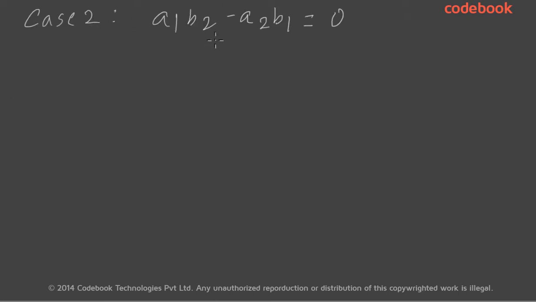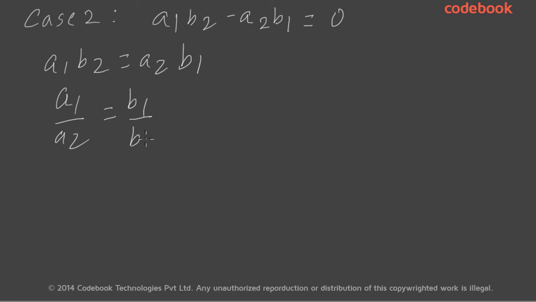The second case is A1 B2 minus A2 B1 is equal to 0, which means the denominator is 0. So A1 B2 is equal to A2 B1. Again, bringing the B terms onto one side and the A terms onto the other side, we have A1 by A2 is equal to B1 by B2. Let's assume this is equal to a constant k. So A1 is equal to k times A2. Similarly, B1 is equal to k times B2.